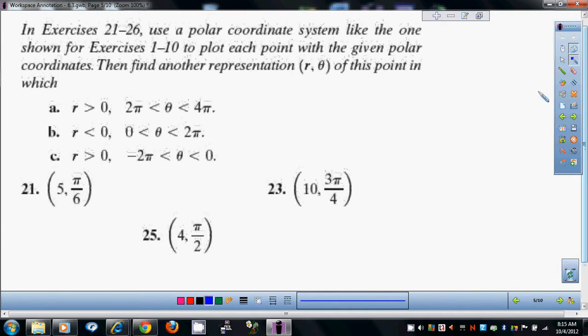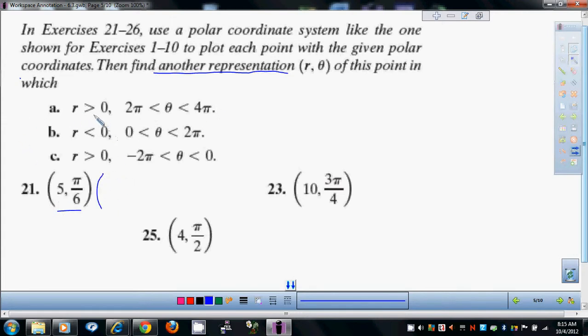So number 21, they say plot each one. We already did that, so I don't really care if you plot these, but I do want you to do the next three parts. You have to find 3 other representations for this polar coordinate meeting these criteria.